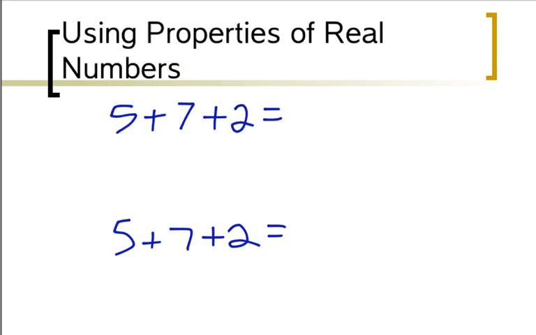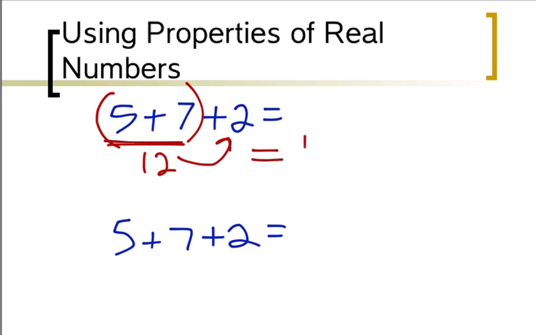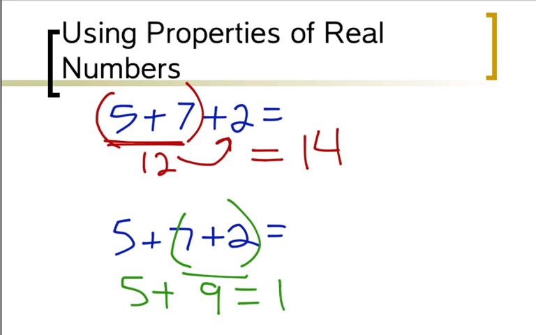Now for a quick example of the associative property, if I was to group this 5 and the 7 and add them first, I should get 12. If I take the 12 and add the 2 then, I should get 14. Now the same will hold true if I group the second 2 first and do 7 plus 2 to get 9, and then add the 5. That will give me 14.